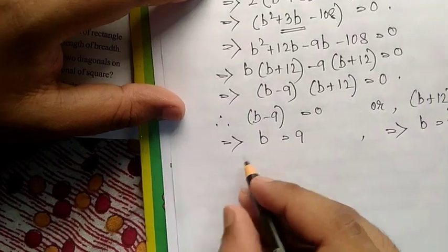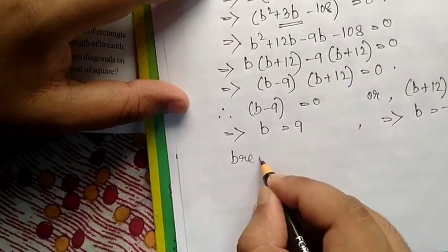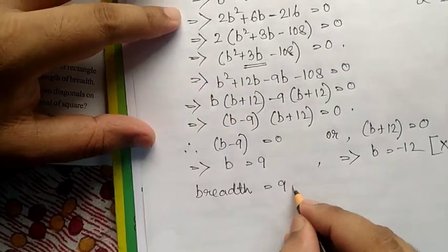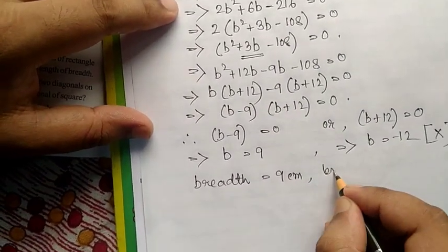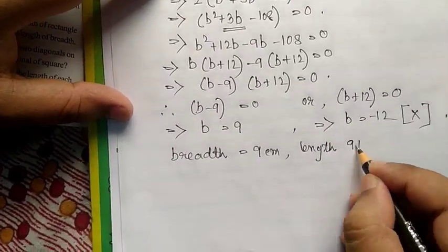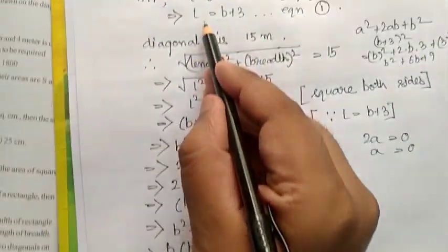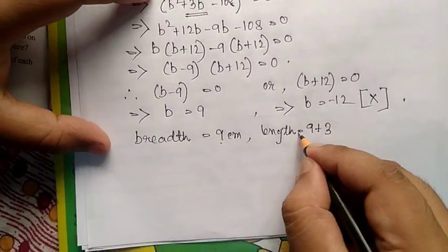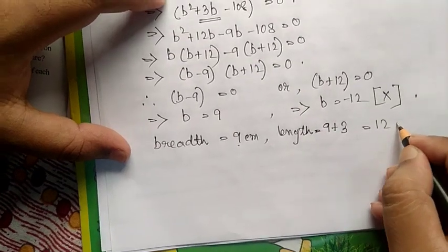So therefore breadth equal to 9 centimeter and length equal to 9 plus 3. We know that length equal to B plus 3. So therefore B means 9. 9 plus 3 equal to 12 centimeter.